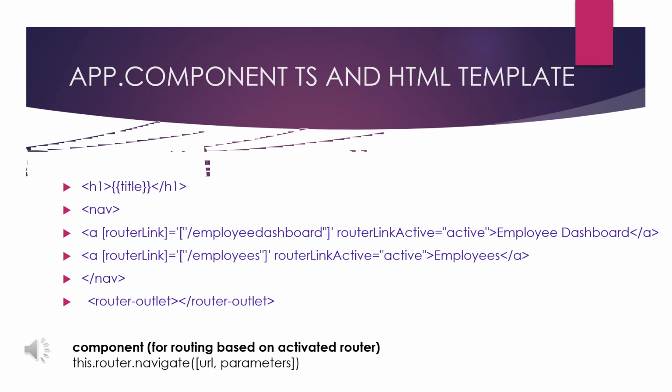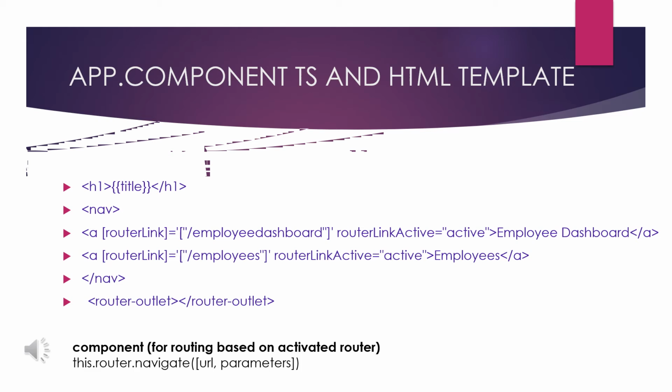For the next thing I have a router link where I have /employees, routerLinkActive equal to active, which means when I click this employees link, it will automatically redirect to the employees link. This employees link will have the data of employees, and that will be listed there. So the navigation is finished.